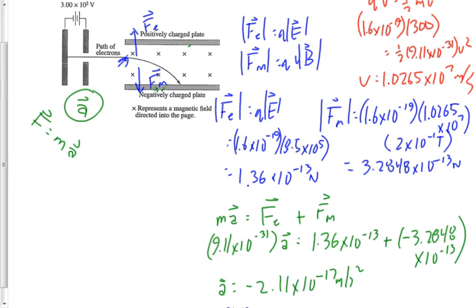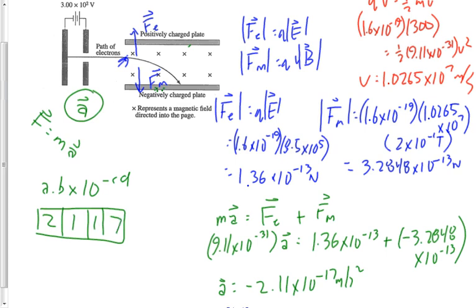Now, they asked me to express that as A decimal B times 10 to the negative CD. We'd express that as 2117, right? 2.1 times 10 to the negative 17, 2117.